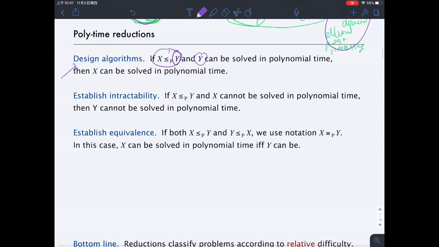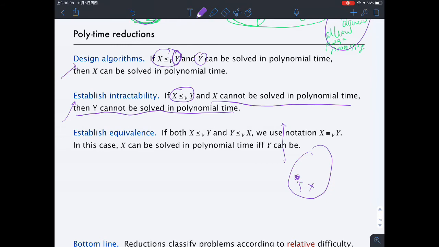Now the second reason to establish the reducibility is to establish the intractability. What does that mean? If we are able to show that x is reducible to y, and we also can show that x cannot be solved in polynomial time, then we can also know that y cannot be solved in polynomial time. Basically, if we already know the x instance is hard, and we also manage to establish that the instance of y is even harder than x, then we are able to say that y is also a very hard problem.